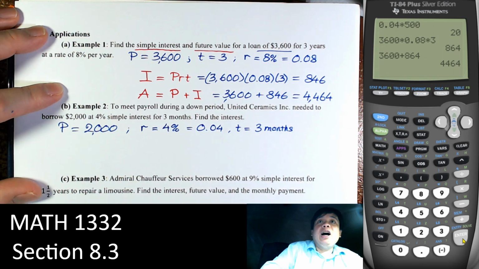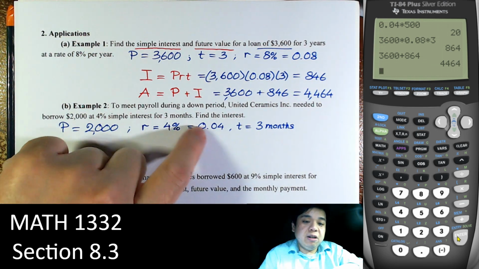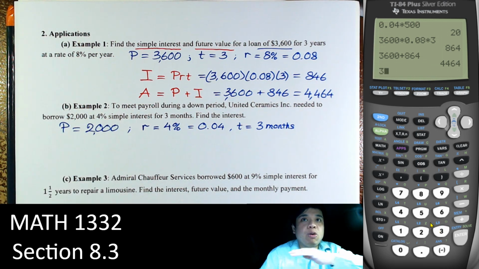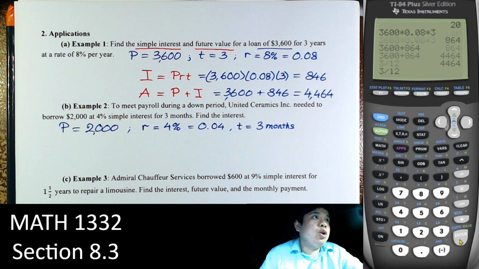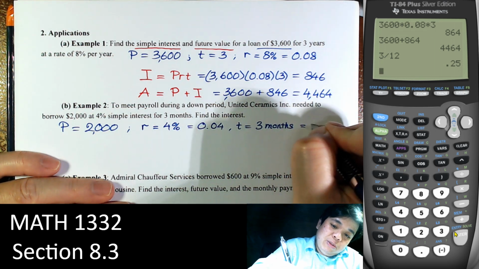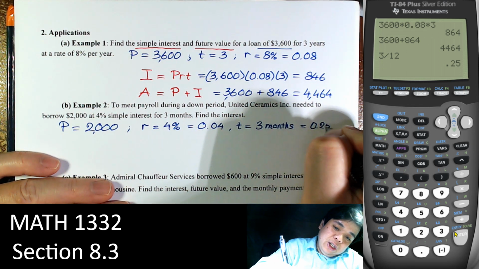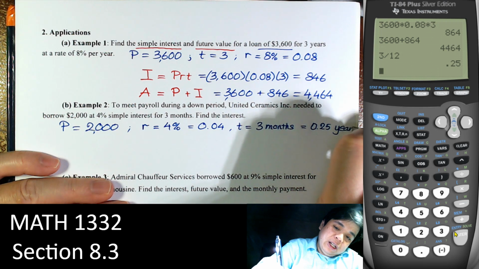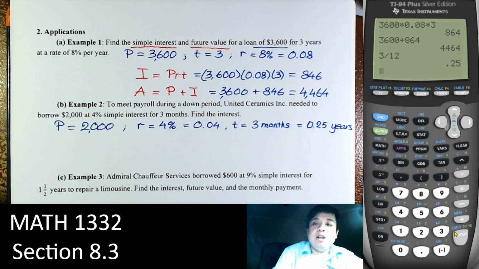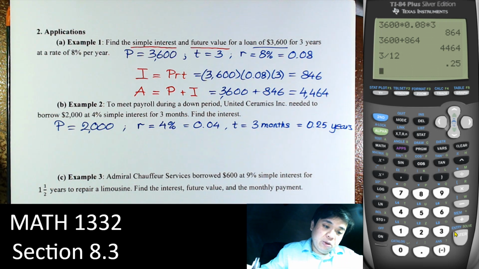The problem is that the T has to be in years because the rate is per year. Usually the rate here is for the whole year. So we have 3 months divided by 12, so that is 25% of a year. So we say 0.25. The unit will be years, and that's what we need. Right? So we have everything. Find the interest, and that is the simple interest.